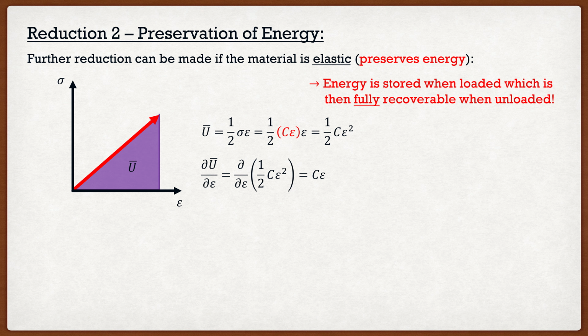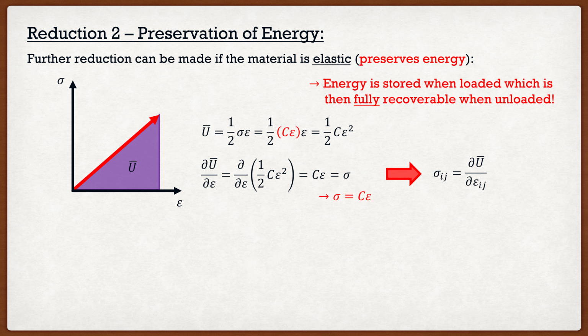So the partial derivative of U with respect to epsilon is just going to be C times epsilon. And we say, hold on one second, C times epsilon? Well, that's actually equal just to the stress component. Nice and easy. So from there, we can go one step further and say, all right, well, that means that my sigma ij is actually equal to the partial derivative of this strain energy function with respect to epsilon ij.